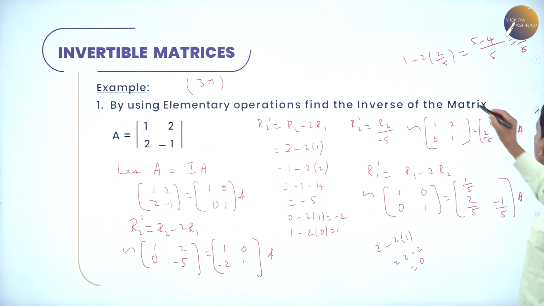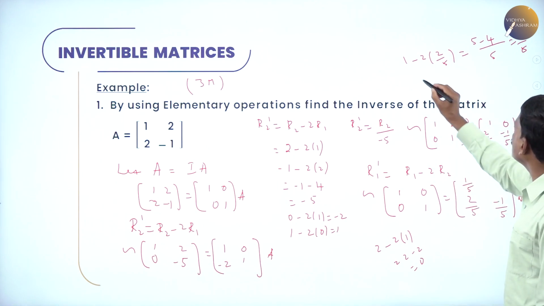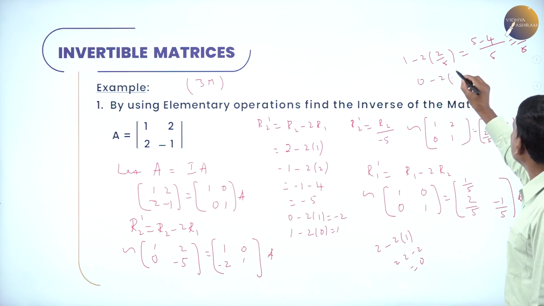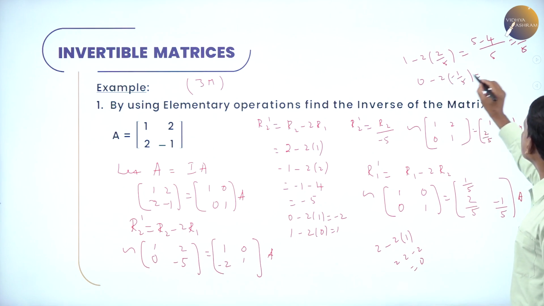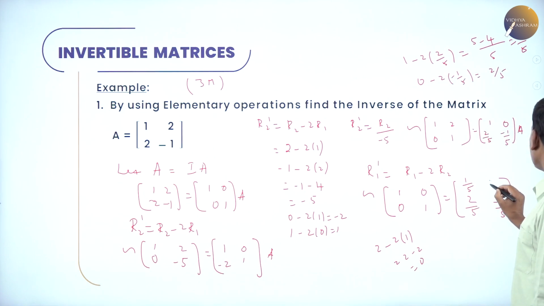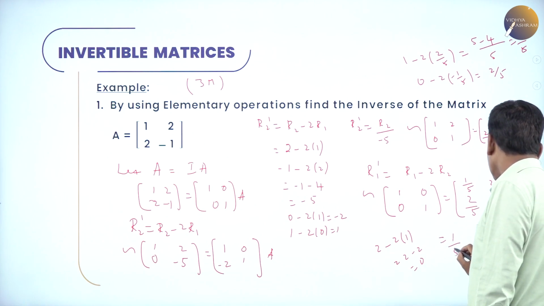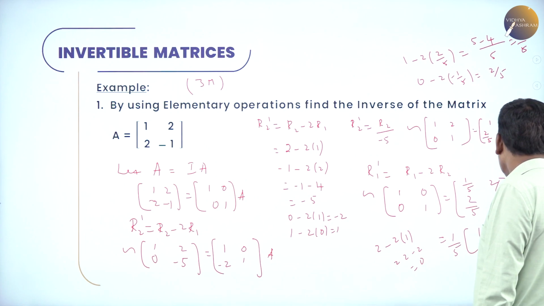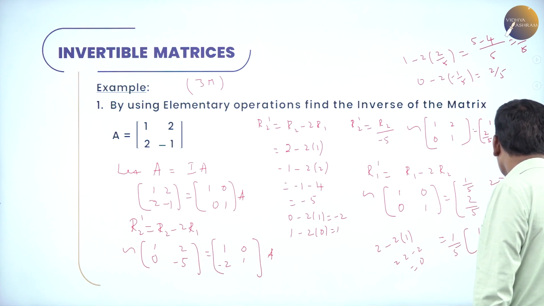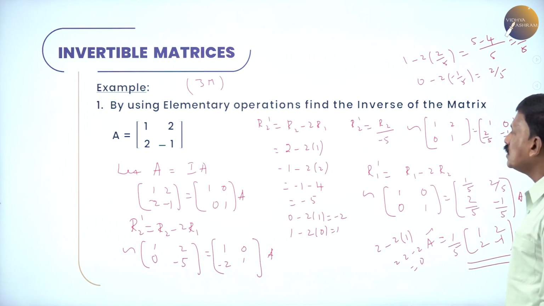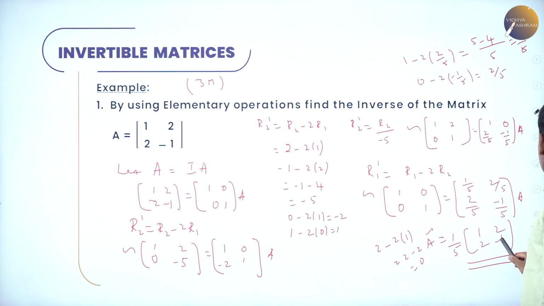Coming over to this, R1 is equal to 0 minus 2 into minus 1 by 5. So this is minus into minus, plus 2 by 5. So we are going to get 2 by 5 here. Now if you take the common factor 1 by 5 out, we get 1, 2, 2, minus 1. So this is the inverse of A, denoted as A inverse. So the inverse of A is equal to 1, 2, 2, minus 1. That is the inverse of the matrix.